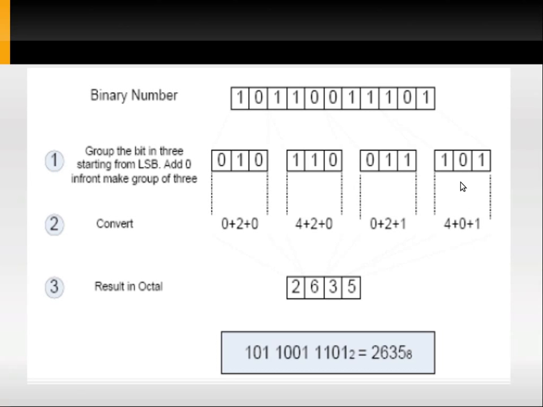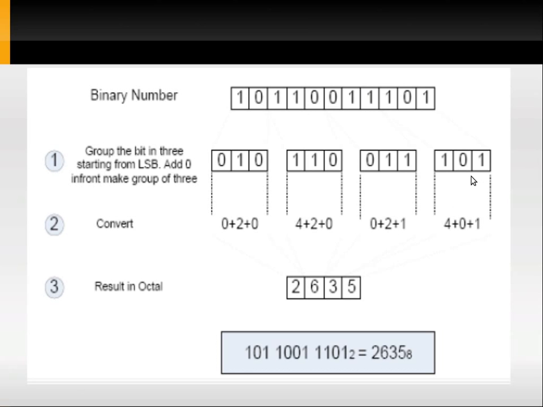So 101, the equivalent octal form of this is 5, and then 011 is 3, and 110 is 6, and then 010 is 2. Therefore the resultant octal value is 2635. Or else here I can use the power series for calculating the equivalent values.